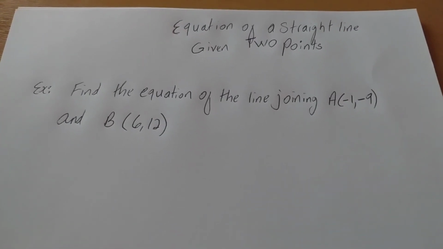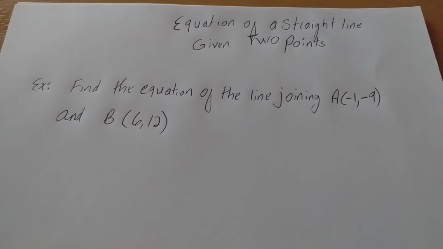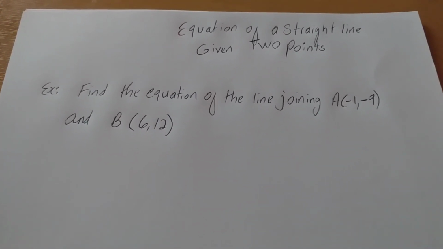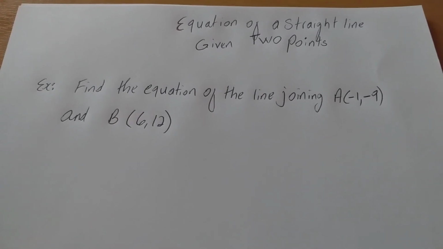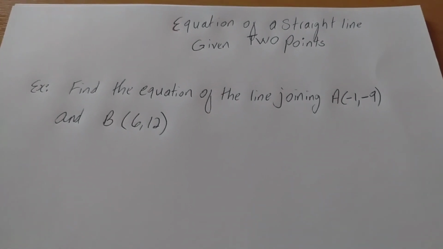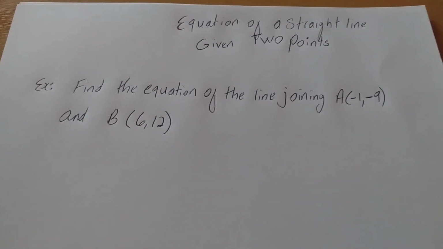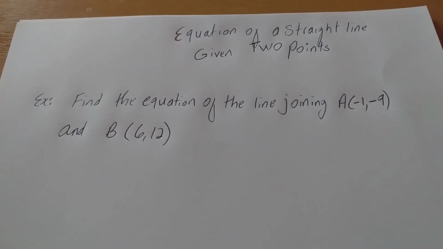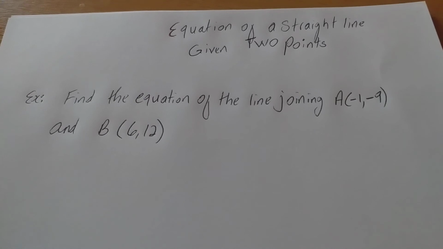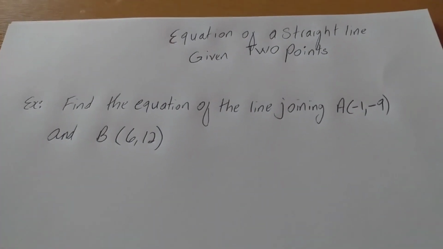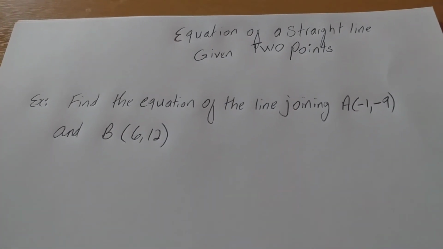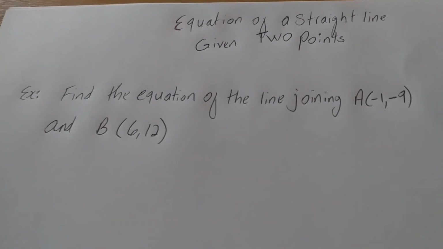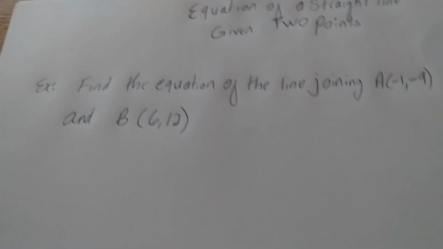The example we're going to be working with today says find the equation of the line joining A with coordinates -1, -9 and B with coordinates 6, 12. Now, in a scenario like this where we're given 2 points, in order to find the equation of any line, we must find the gradient and the y-intercept C. So the first step is to find the gradient.